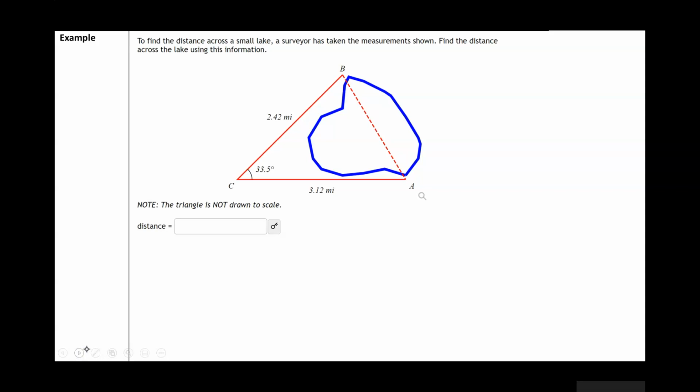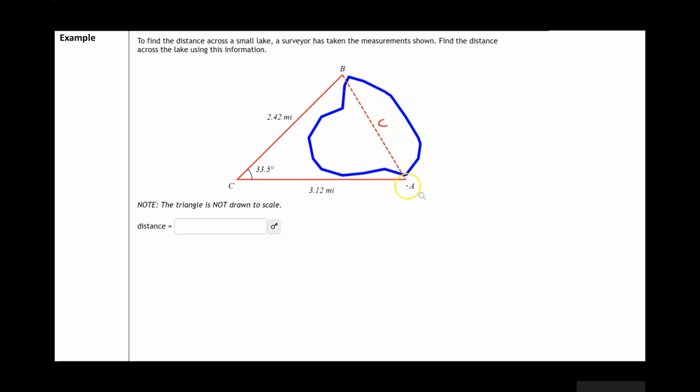First example, we want to find the distance across a small lake. A surveyor has taken the measurements shown. So let's say that we can't cross the lake, yet we still want to know the distance across this lake. The surveyor can measure side AC and side BC, because you're not required to cross the lake to do this, and then measure the angle in between, which is 33.5 degrees, and we need to find out what side C is.